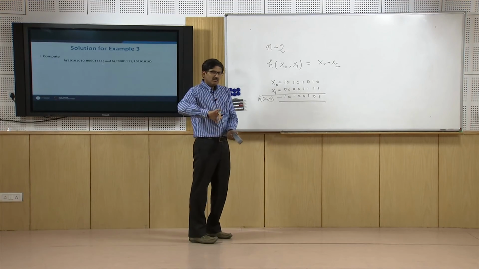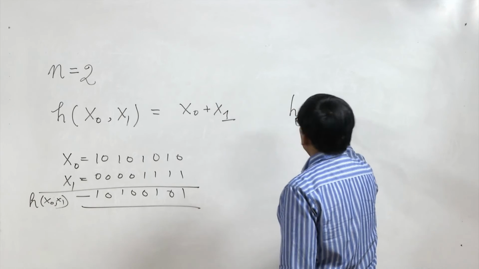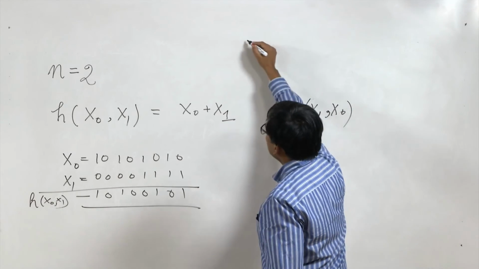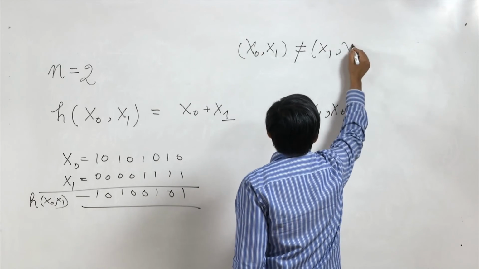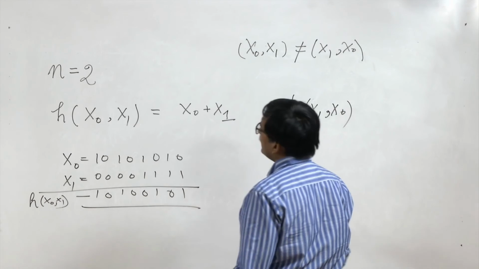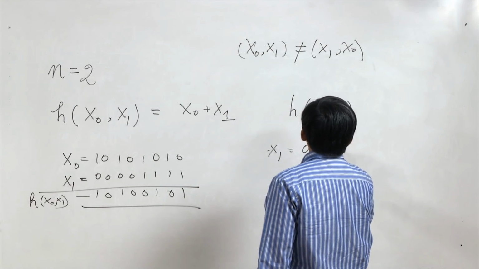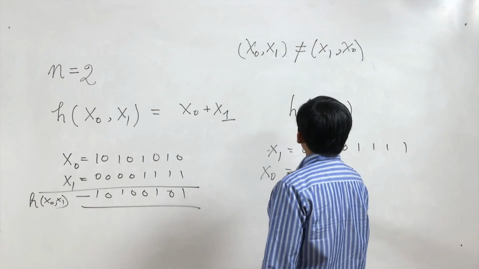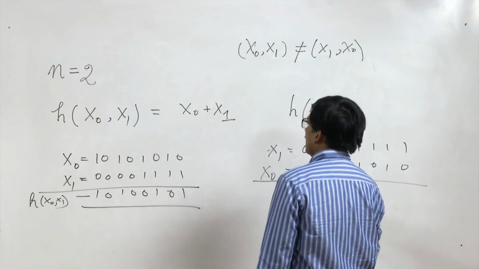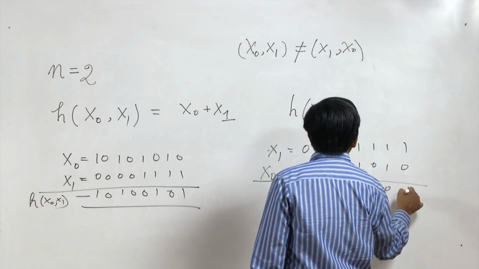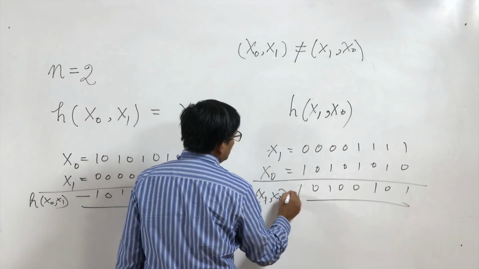Now, suppose I inverted the order, suppose I evaluated this over x1, x0. Of course, the sequence (x0, x1) is not equal to (x1, x0), and then I will also get the same result because this addition is commutative. This is 0000 1111 and x0 is 1010 1010. If I add up I will get 1010 0101. They are the same, and therefore, we have obtained a collision, and therefore, this is not a secure hash function.